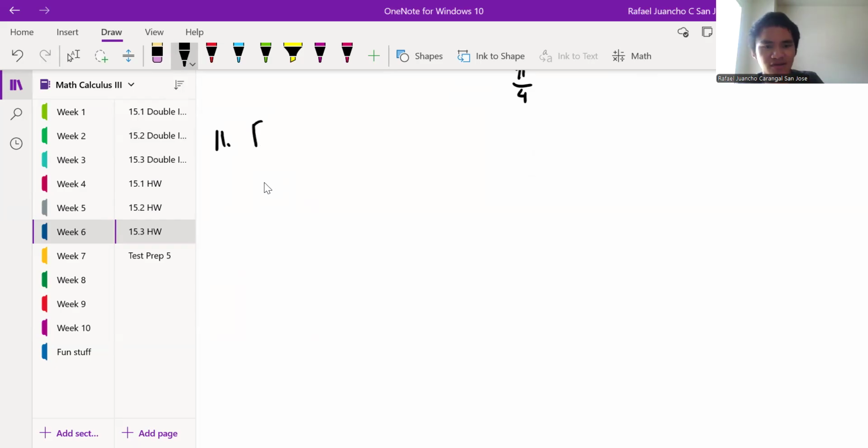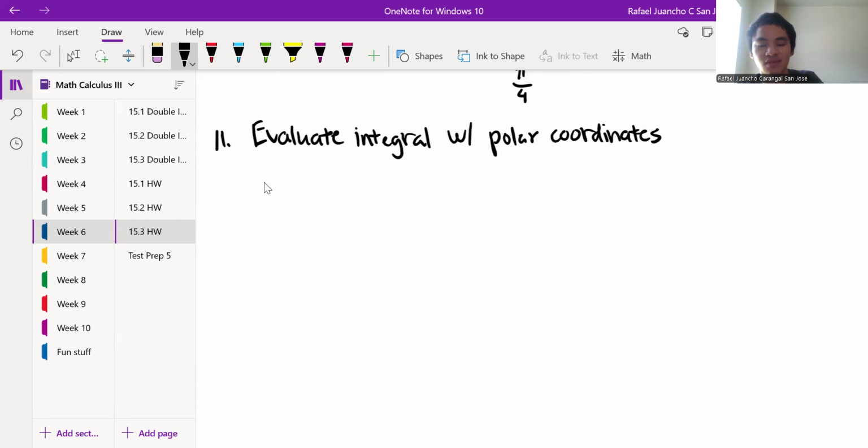So here, let's evaluate the integral with polar coordinates. So we're going to use polar coordinates to solve this problem. So how do we do that? Let's say we have this. This is a D, by the way. So we have that. And we're going to say the D is the top half of the disk. So we say it's the upper semicircle.